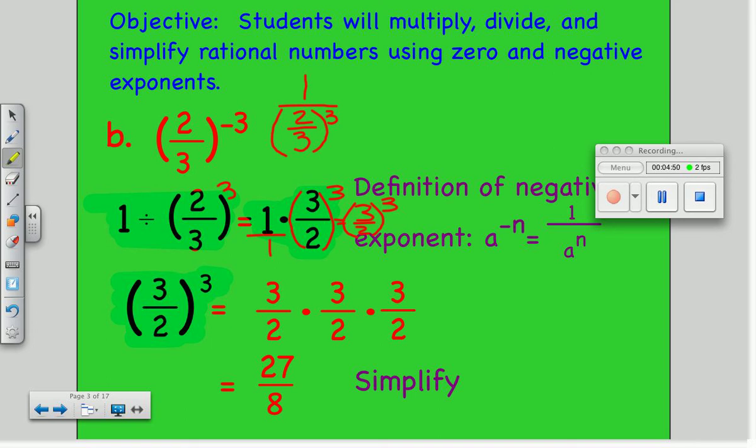3 over 2 to the power of 3 means that I am multiplying 3 over 2 three times: 3 over 2 times 3 over 2 times 3 over 2. And what does that equal? 3 times 3 is 9. 9 times 3 is 27. 2 times 2 is 4. 4 times 2 is 8. 27 over 8. And that's your answer. You don't have to write it as a mixed number, or you can.